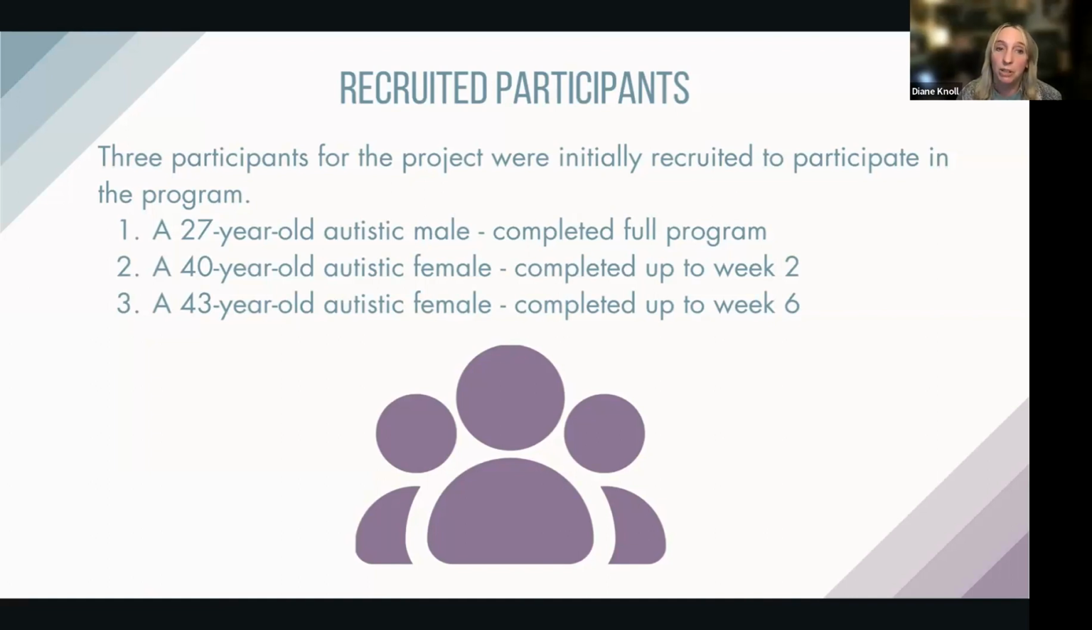One was a 40-year-old autistic female. She made it up to week 2. And the 43-year-old autistic female, number 3, completed up to week 6. Both of them just had scheduling conflicts due to childcare issues. So that was a bummer because I wished I could have completed it with them, but I'm still pretty happy with the results that I did get.